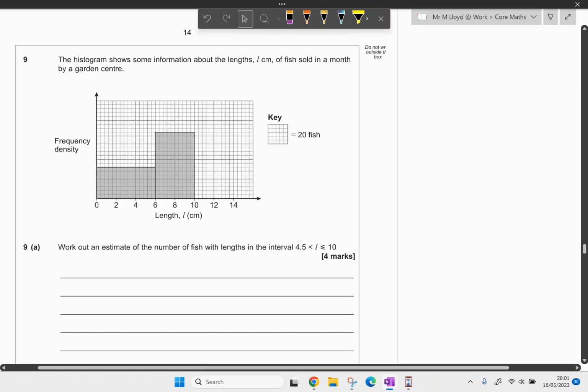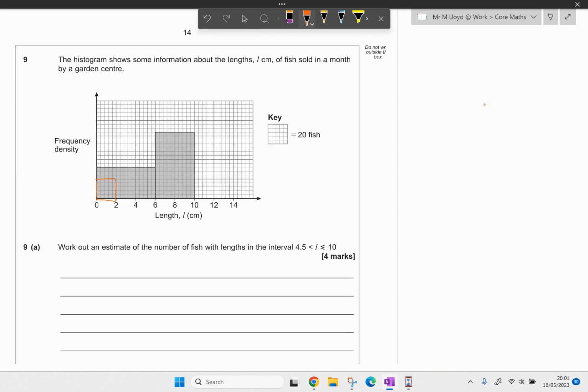It says this is 20 fish. So this in here, if this is 20 fish, the base of 2 and a height of 10, that means that value there, and I shouldn't write it there, I'm going to write it here, that's worth 10. So every little square is worth 10 on the frequency density, because frequency density times by the class width equals your frequency, and that's a really useful formula triangle to have. Okay, so if that is equal to 20 fish, oh, thank you so much for giving me that key.